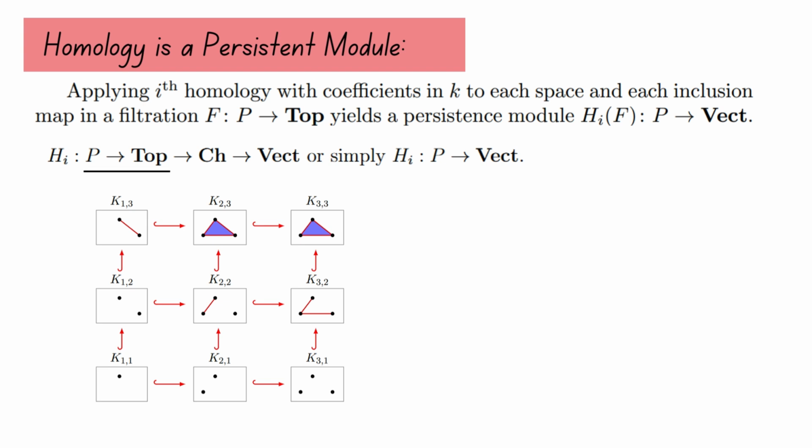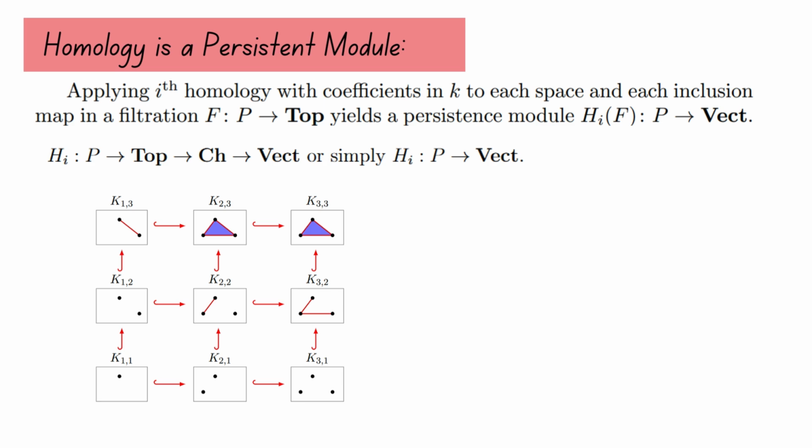So for example, here we see this P to Top is actually the filtration. For every simplicial complex, we define a chain complex. For every inclusion map, we define a chain map, and then we compute the homology. And we know that homology gives us the result in the category of vector spaces. So simply we write our ith homology functor from P to the category Vect, and this is also actually a persistent module.